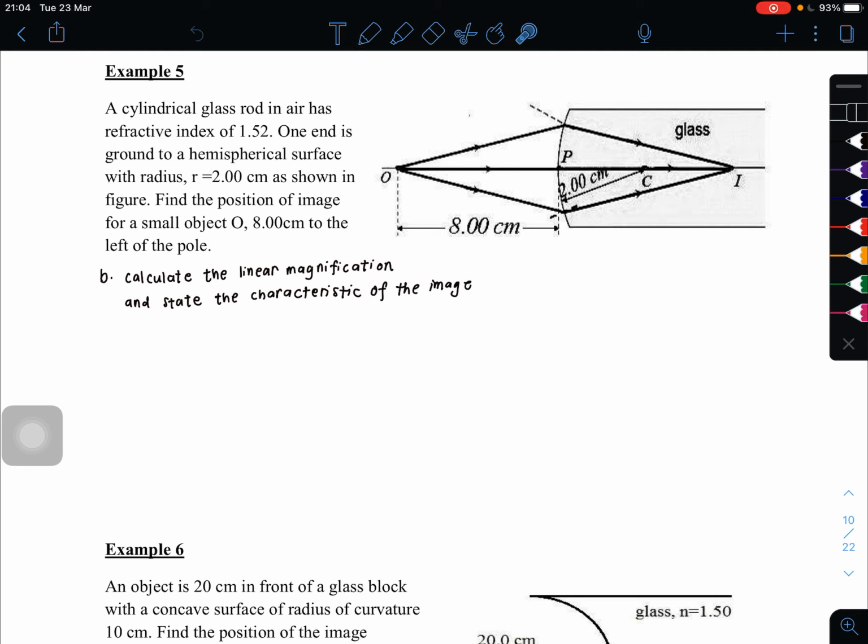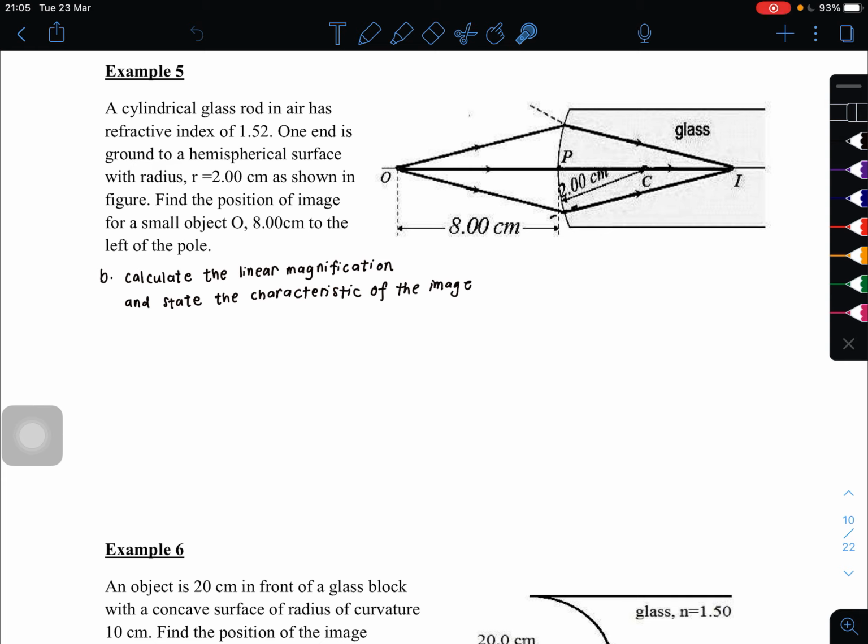Okay, now kita tengok example 5. A cylindrical glass rod in air has refractive index of 1.52. One end is ground to a hemispherical surface with radius 2 cm as shown in figure. Find the position of image for a small object at 8 centimeter to the left of the pole.